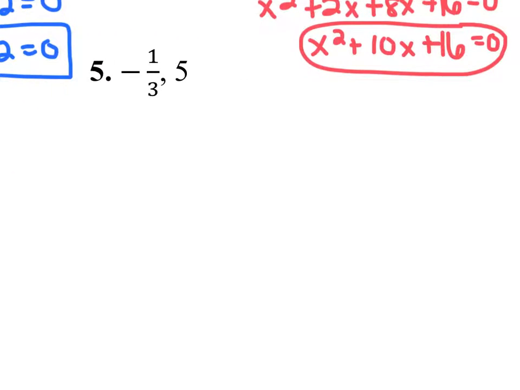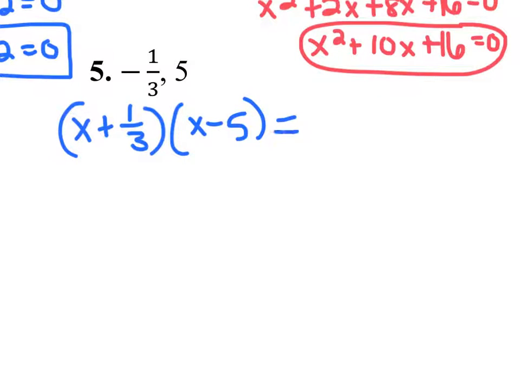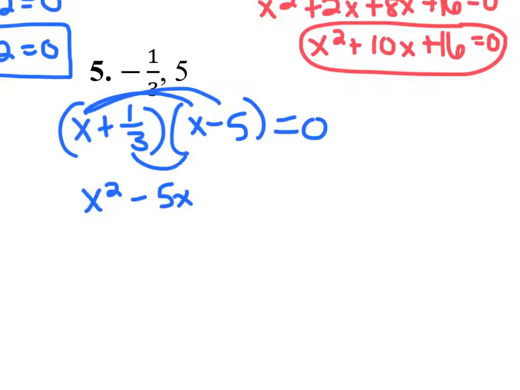Number 5. Here's where it gets fun. There's two ways to do this. Let's do just what we've been doing. What binomial factor gives me an answer of negative 1/3? That would be x plus 1/3. And then what binomial factor gives me an answer of 5? That would be x minus 5. Again, not in standard form, so we need to multiply it out. x squared minus 5x plus 1/3 x minus 5/3 equal to 0.